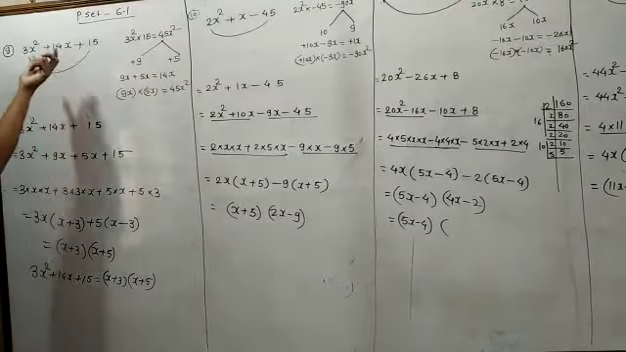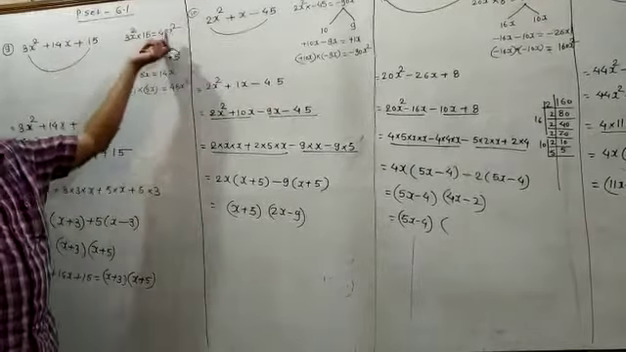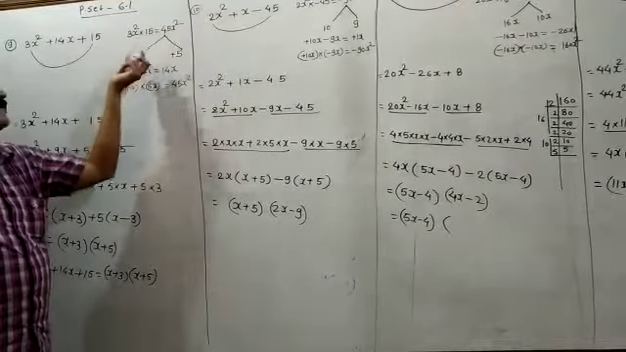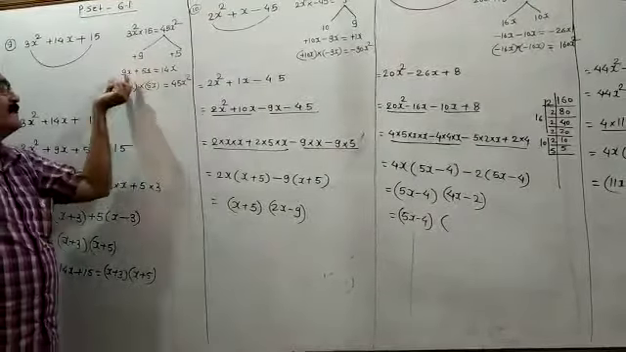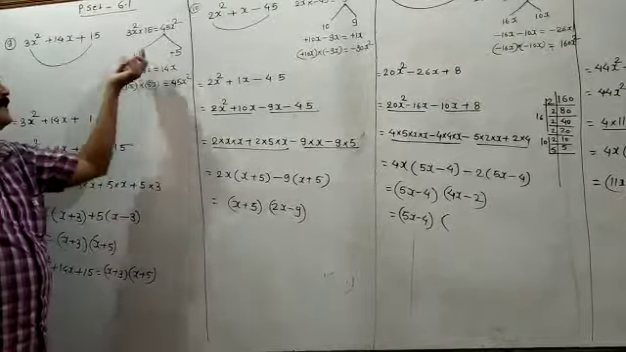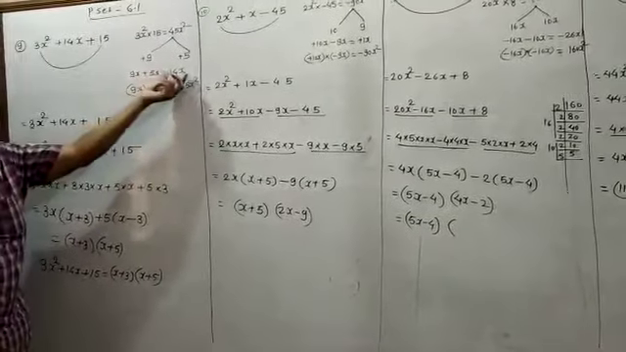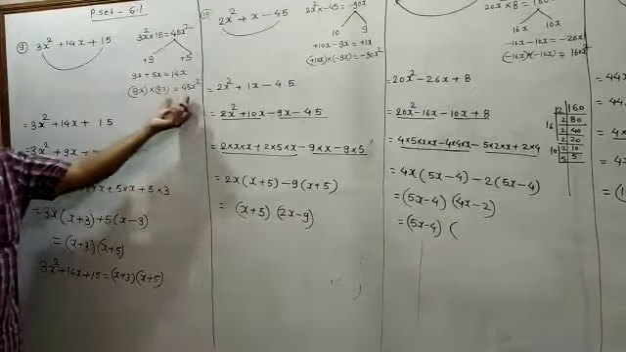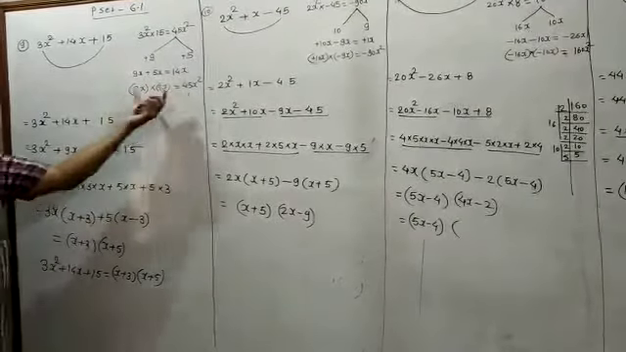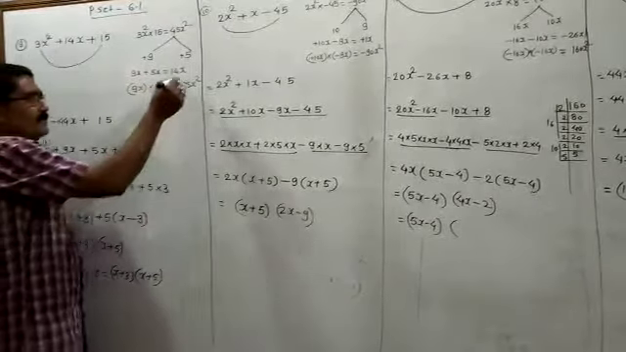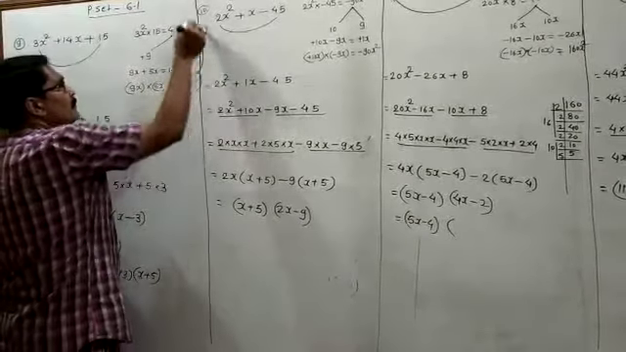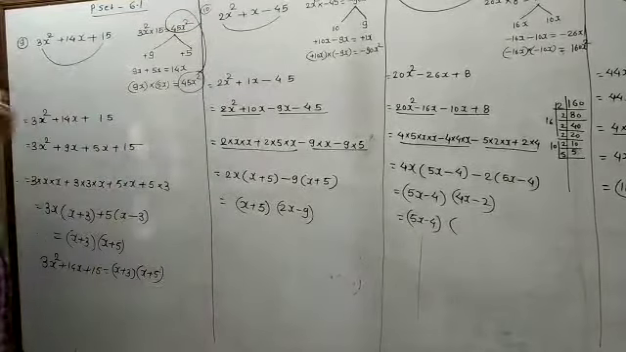The middle term is 14x. So I will factorize this 45x² as 9x and 5x, since 9 fives are 45. If I do the addition, it will come 14, and if I do the product, it will come 45x². This product is the same as the product of the first term and the last term.